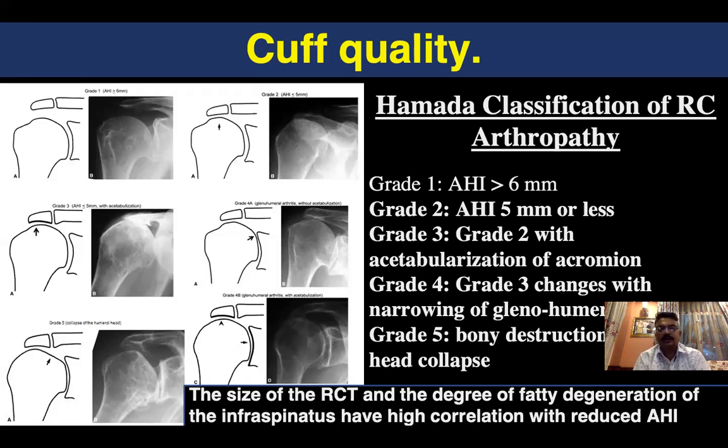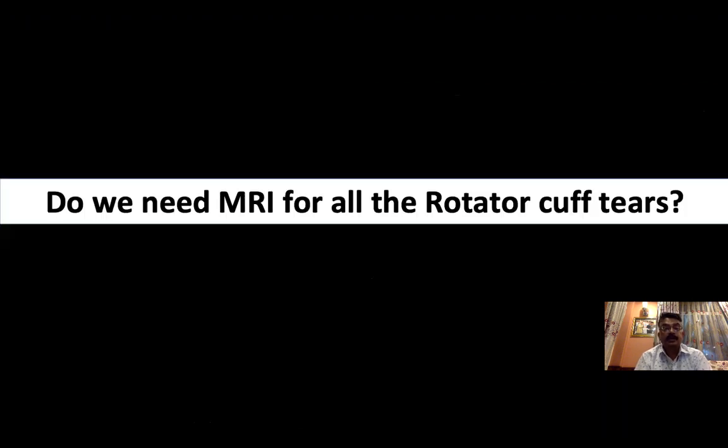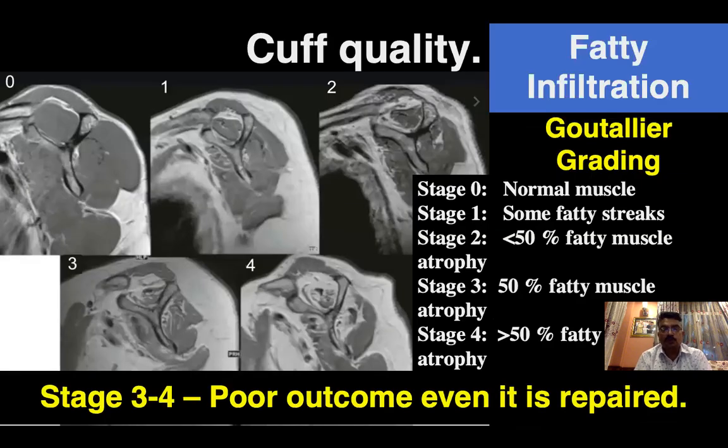Hamada grade 1 and grade 2 can still be managed operatively by rotator cuff repair, whereas any Hamada grade 3, 4 and 5 will not do well with rotator cuff repair. So you have to identify some other alternative for the treatment. To decide what treatment will be suitable for this patient, Hamada classification is very, very important. Do we need MRI for all rotator cuff tears? Yes, absolutely. It is not only to identify the extent of the tear, but also whether your repair is going to work or not.